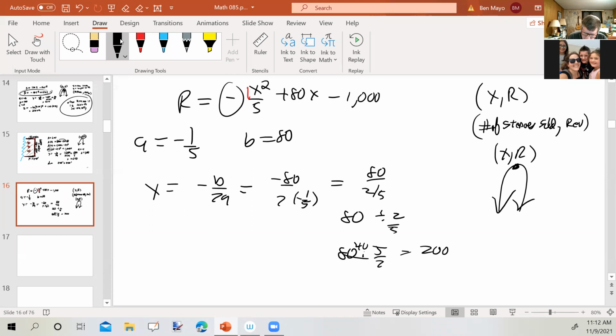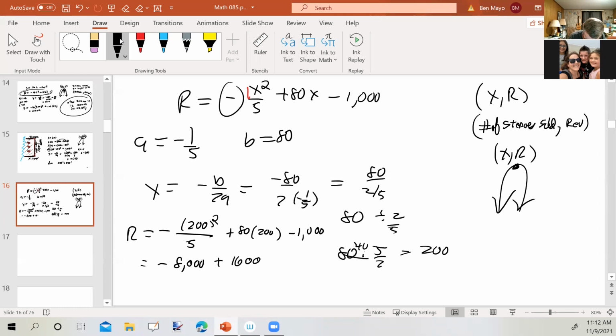So x is 200, and then R equals -200 squared over 5 plus 80 times 200 minus 1,000. Let's see what we get there. Okay, so 200 squared is 40,000. So we've got negative, oh, and then divided by 5. So we've got -8,000 plus 80 times 200 minus 1,000. And we get 16,000 minus 1,000, which is 7,000. So that would be dollars, right?